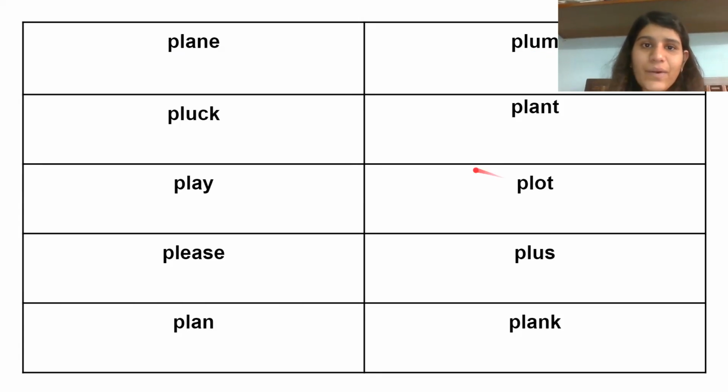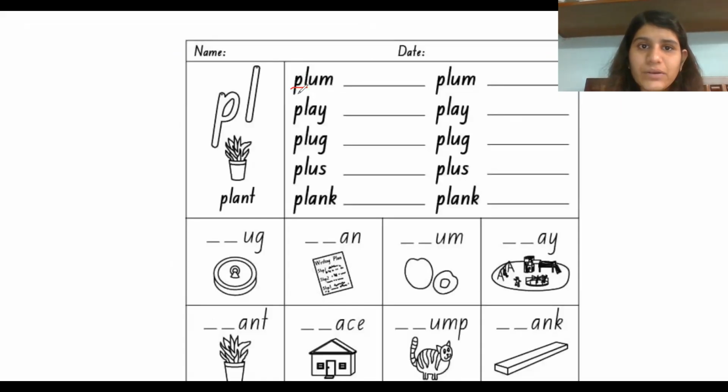In this, what you will do is we know PL makes the sound PL. So we will read this word plum and then we will write it here. PLUM. Yes. And in this picture, what we are going to do is we are going to see what these words are. So this is a plan.